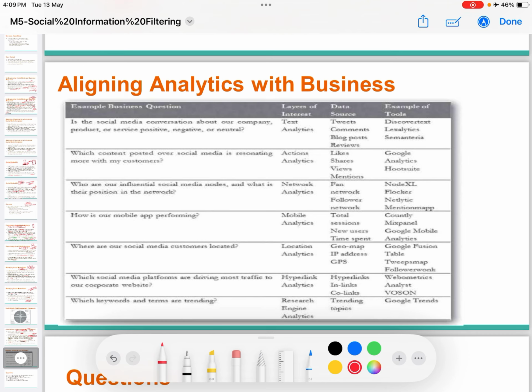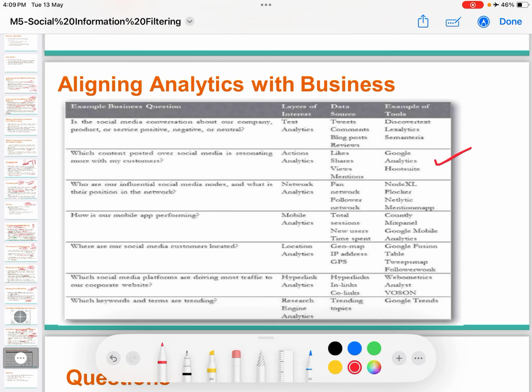Which content posted over social media is resonating more with the customers? When does the content resonate more? If there are more likes, shares, comments, views on the content, that means the users are liking that content. How do you understand? That is understood by action analytics. Like, share, comment, view, mention, these are all actions which the user performs if the user likes a particular content. Google Analytics and Hootsuite are examples.